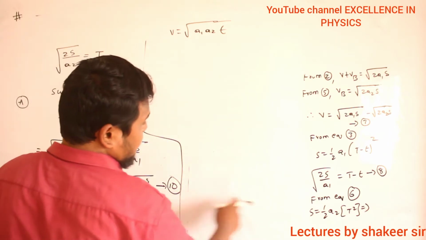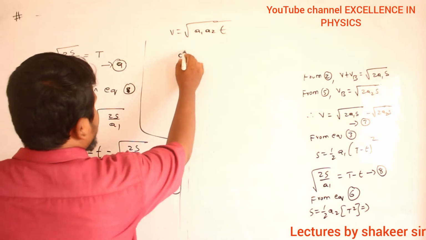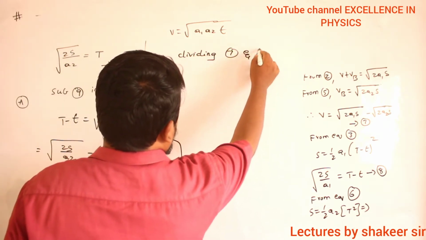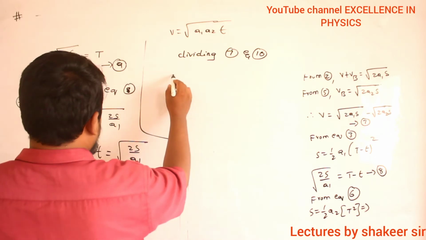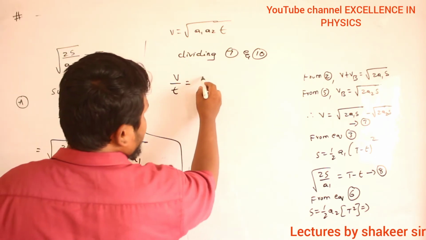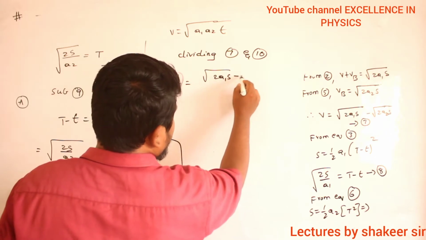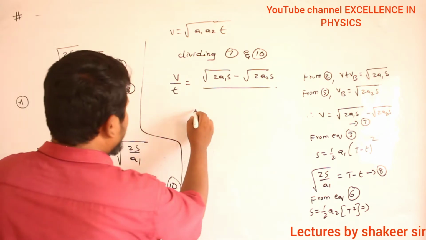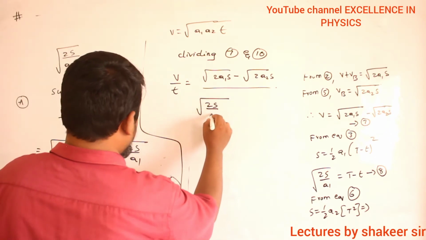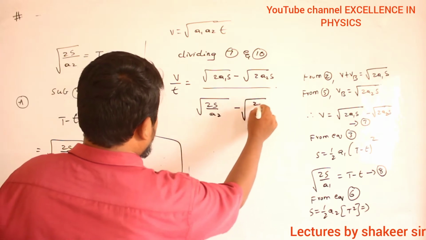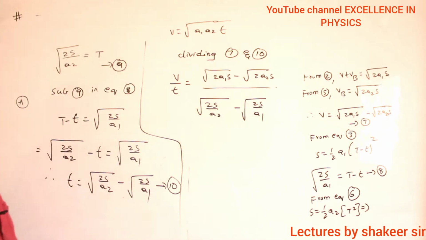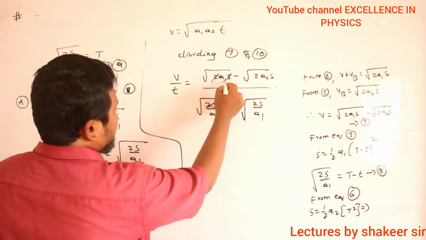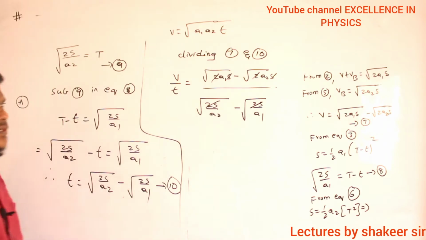So this is equation number 10 and that is equation number 7. So dividing 7 by 10. What is 7? v divided by small t is equal to root of 2a1s minus root 2a2s, divided by, now what is small t? So root of 2s divided by a2 minus root 2s divided by a1. So the root 2s terms will get cancelled with each other.